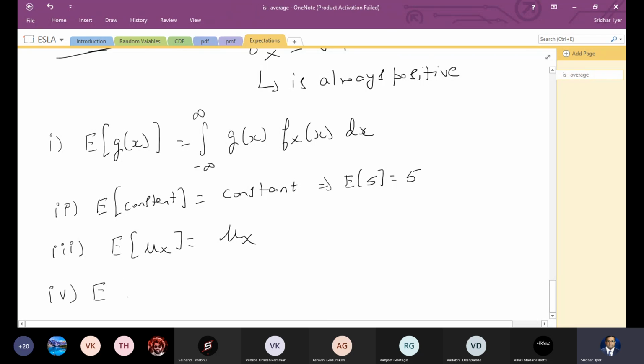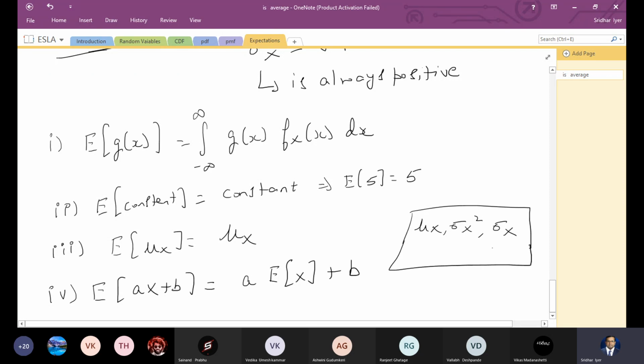Fourth, the expectation of a x plus b, where a and b are constants and x is a random variable, will be a E of x plus b, because finding the expectation of a constant does not make sense. We are here talking only about finding the expectation of a random variable, right? Very important for us to know, mu x, sigma x square, sigma x, all these values are constants.